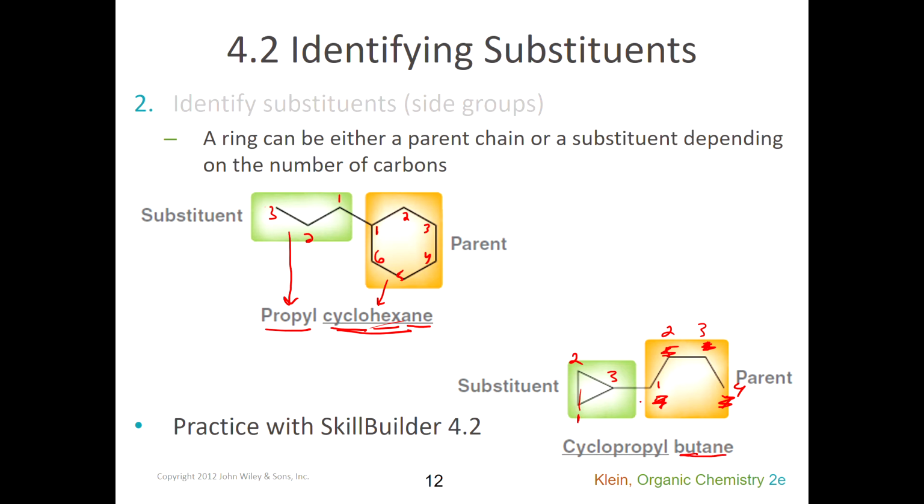I've got a substituent on one of my carbons constituting the parent chain. That substituent has 3 carbons and it's a ring. So 3 is prop. If it's a ring, it's cycloprop. And since it's not my parent, but rather it's connected to one of the carbons of the parent, I give it the YL suffix. So cyclopropyl is the name of the group, butane is the name of the parent, and the name of the whole molecule is cyclopropylbutane. Any questions about that so far?